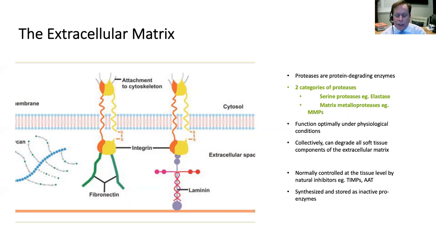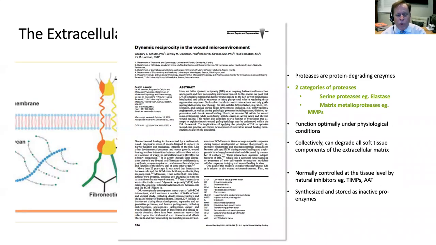They function optimally under normal physiologic conditions. And in fact, if there is no wound, they synthesize and store in an inactive proenzyme. They're often controlled by tissue inhibitors of metalloprotease. But if they are left unchecked, they can collectively degrade the entire extracellular matrix. So not only do you have this big hole now and you have difficulty with healing, but you also are losing out on another very important dynamic, and that's dynamic reciprocity.